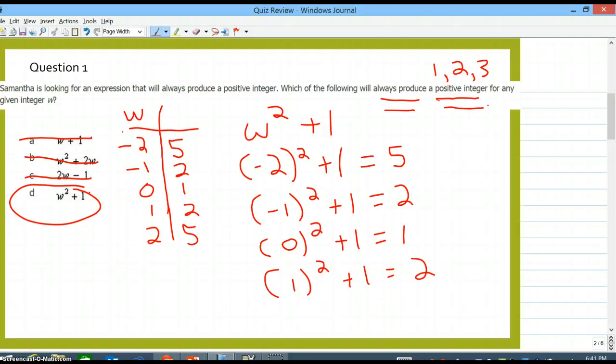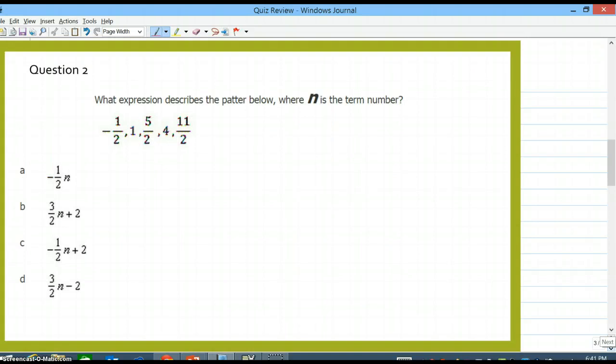Okay, so let's move on to another question. Question number 2. What expression describes the pattern below where n is the term number? Okay, so I'm given a pattern. I'm trying to find the rule to this pattern. I don't have a table, so I'm going to start by creating myself a table.